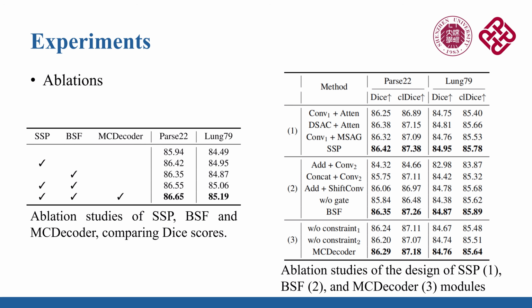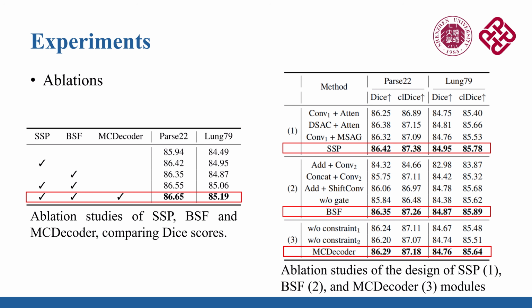We conduct both intramodule ablation studies and intramodule design ablation studies. From the intramodule ablation results, we can see that adding SSP brings the most significant performance improvement, indicating that spatial structural perception is crucial for 3D pulmonary vessel segmentation. After adding BSF, the model performance is further improved. Finally, with MC decoder, the model achieves the best results. In the intramodule design ablation studies, we further verify the effectiveness of specific designs, such as DSAC, MSAG, and ShiftConf. The results show that these designs jointly contribute to the performance improvements of the 3 proposed modules.